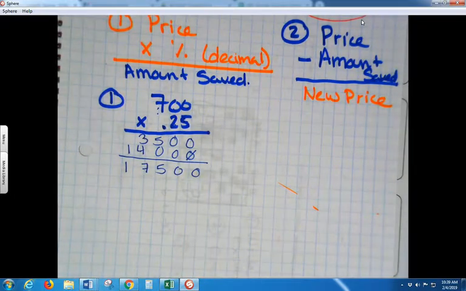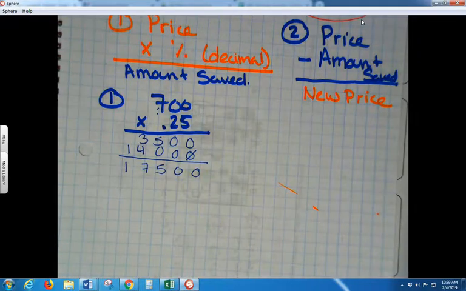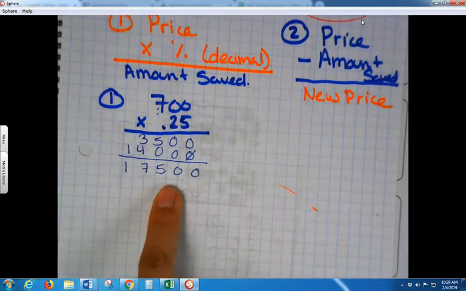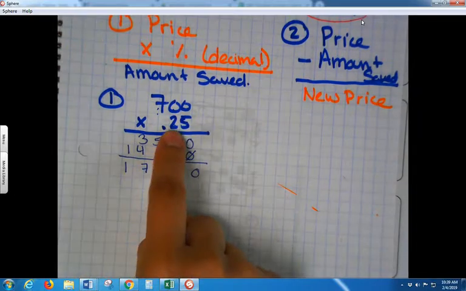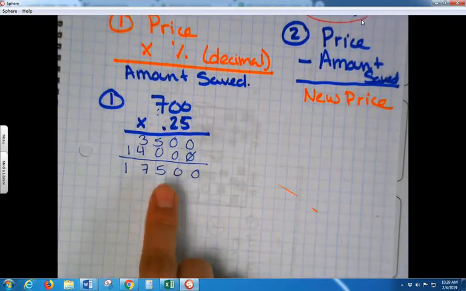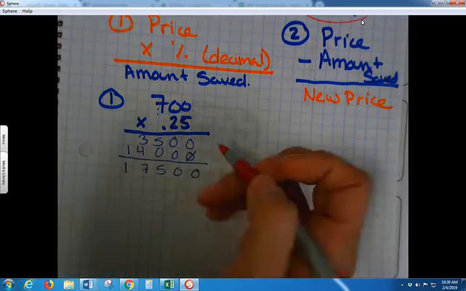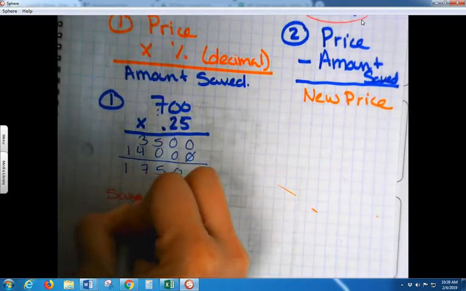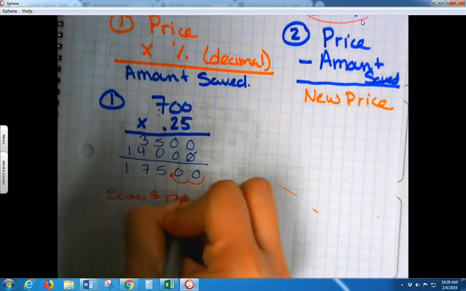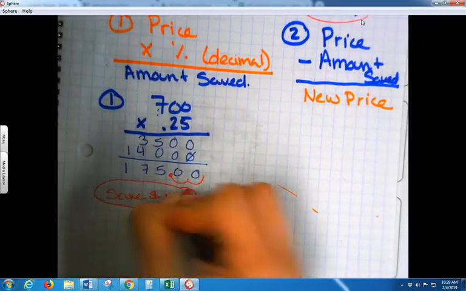Now, is this how much I save? This number? No. What am I missing? Decimal. How many numbers are after the decimal here? Two. So how many times do I move it here? Two. So it's 175. Yes. So I save $175. Okay? So you don't want to forget the decimal.